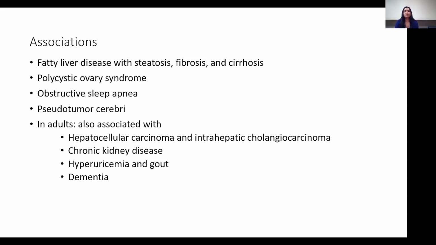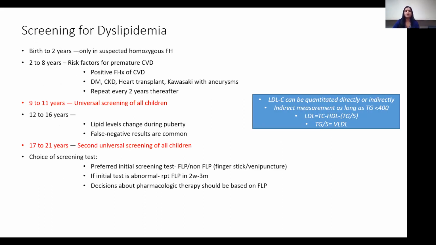And obstructive sleep apnea and pseudotumor cerebri. In adults, it is actually associated with a lot of cancers, but most commonly hepatocellular carcinoma and intrahepatic cholangiocarcinoma, chronic kidney disease, hyperuricemia and gout, and dementia. So how are we going to screen for dyslipidemia?